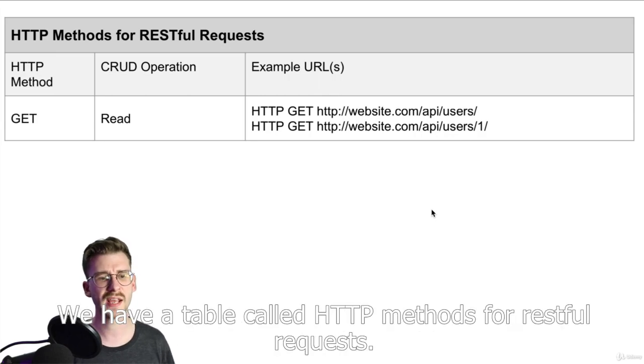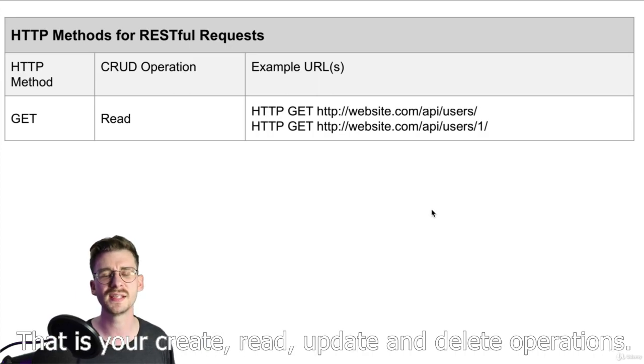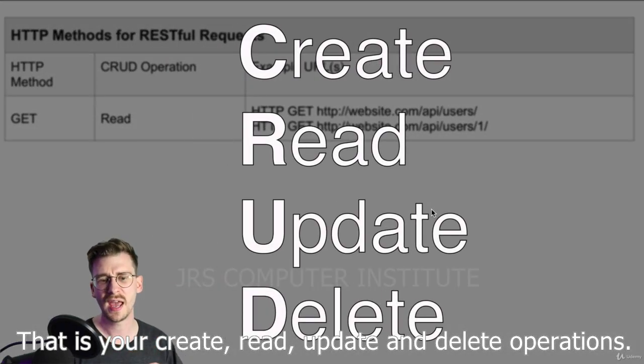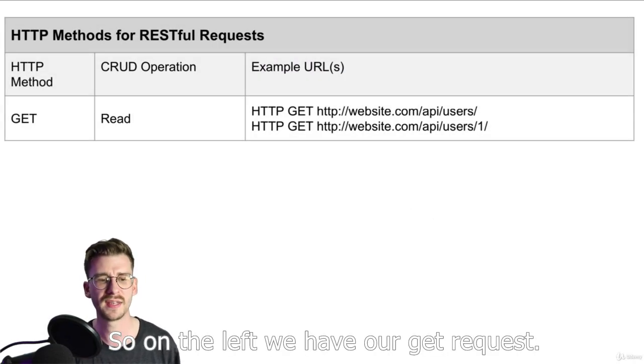Now let's make a table. We have a table called HTTP methods for RESTful requests, and on the left we have HTTP methods, and in the center we have CRUD operations. That is your create, read, update, and delete operations. And on the right we have example URLs. So on the left we have our GET request.